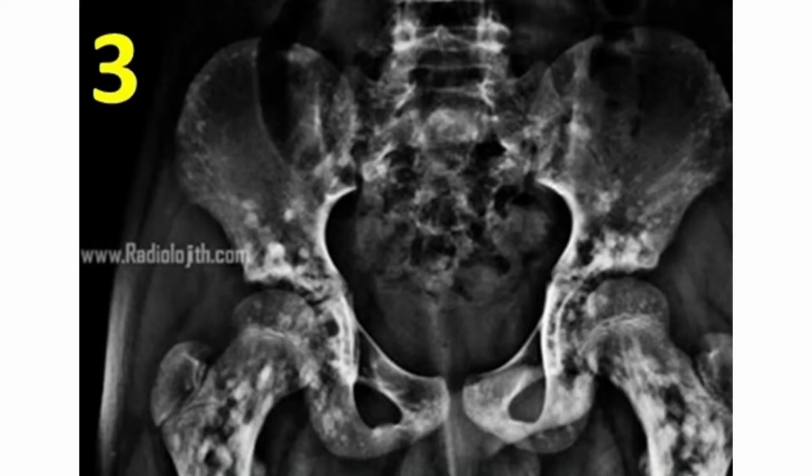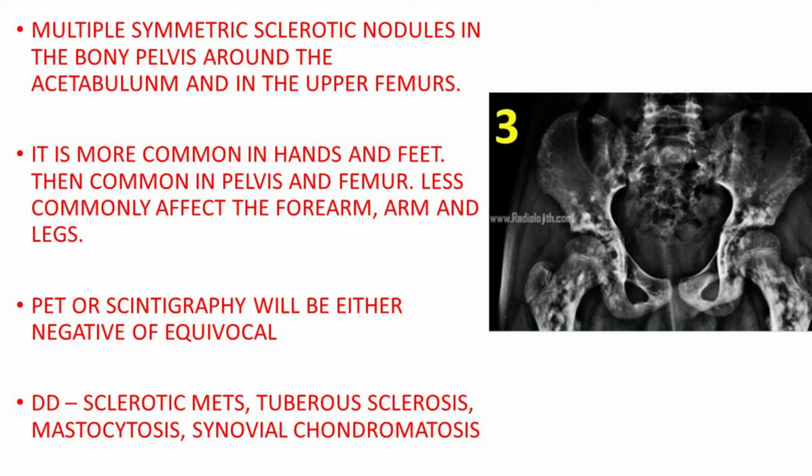Now we'll go to the third image, which is of a 13-year-old boy, not a gentleman, he's a gentle boy, who had an RCC. His X-ray pelvis shows diffuse symmetric distribution of multiple small sclerotic nodules in the lower half of the bony pelvis, including the acetabulum and the bilateral upper femur. The diagnosis is very characteristic of osteopoikilosis, which is also called spotted bone disease or disseminated osteopathia condensans.